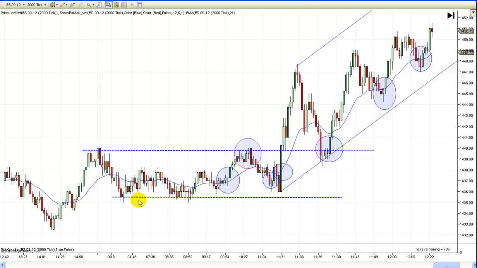When it failed again and made the double bottom, that was a little better. But again, you got all those overlapping bars, and even though this would have worked for a scalp, you see it didn't go very far. And then it's pulling back again, but it made a higher low right here. And it had a first entry long and then a second entry long right there.